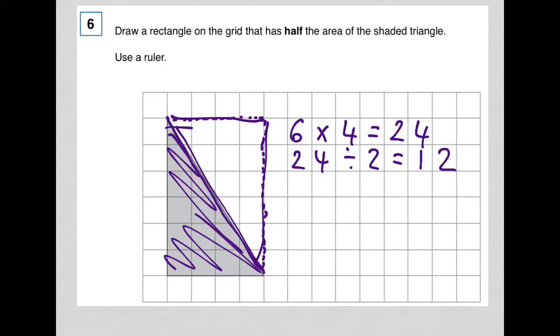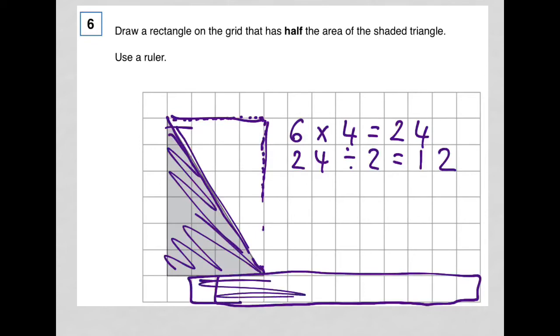So the rectangle that we need to draw has to be 12 squares. And if we know our factors of 12, we know that we could draw a rectangle that was 4 by 3. Or we could draw one that was 2 by 6. Or we could draw one that was 1 by 12. Oop, not quite long enough there. And that would be half the area of the shaded triangle.